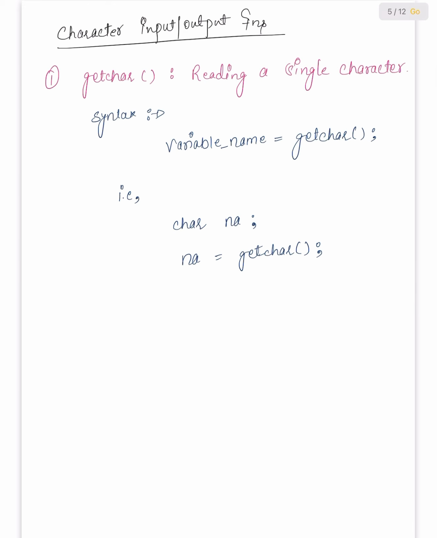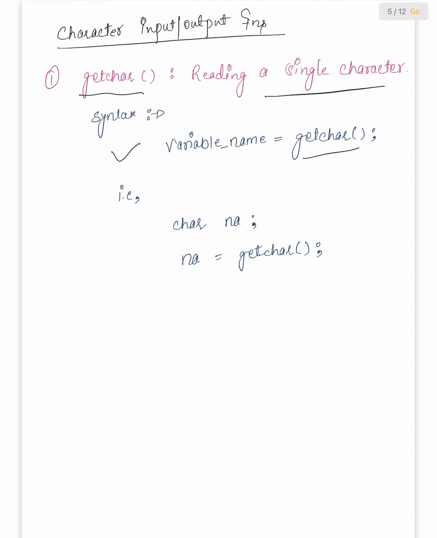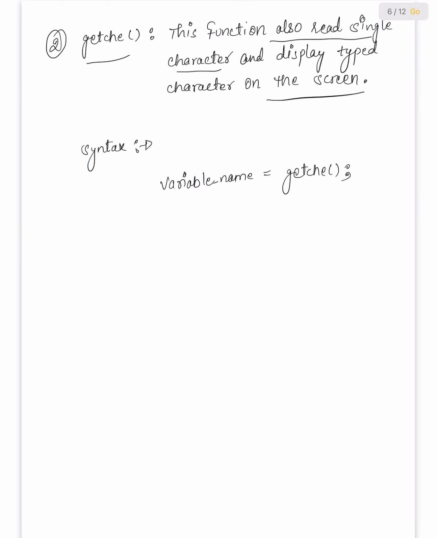First is the character input output function. The first function is the getchar function. This function is used for reading a single character at a time, and this is the syntax for reading a single character from the user: variable name is equal to the function name, that is getchar. The second function is the getche function. This function also reads a single character at a time, but it also displays the typed character on the screen. So this is the difference between the getchar function and the getche function.